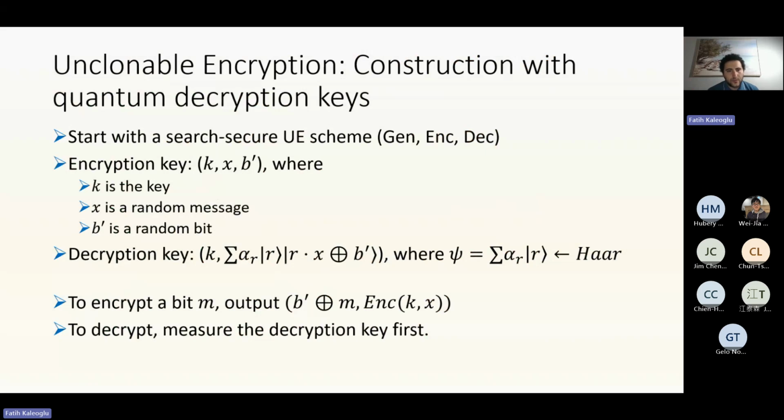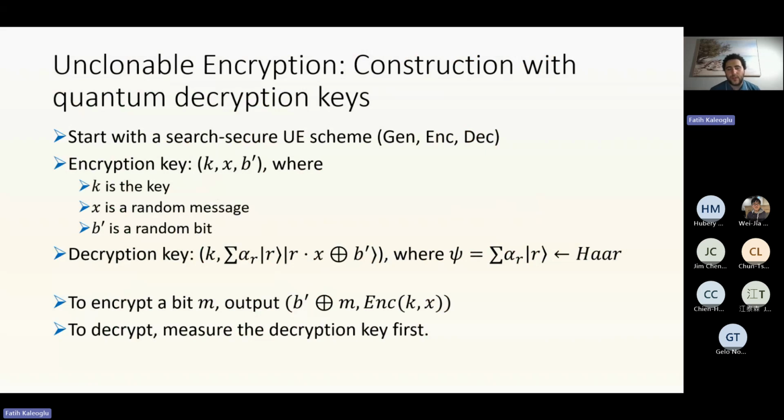And so the decryption key here is a quantum state. And the encryption will look like B prime XORed with M for a 1-bit message M, and encryption of X using the search secure scheme. Now, how do you decrypt?